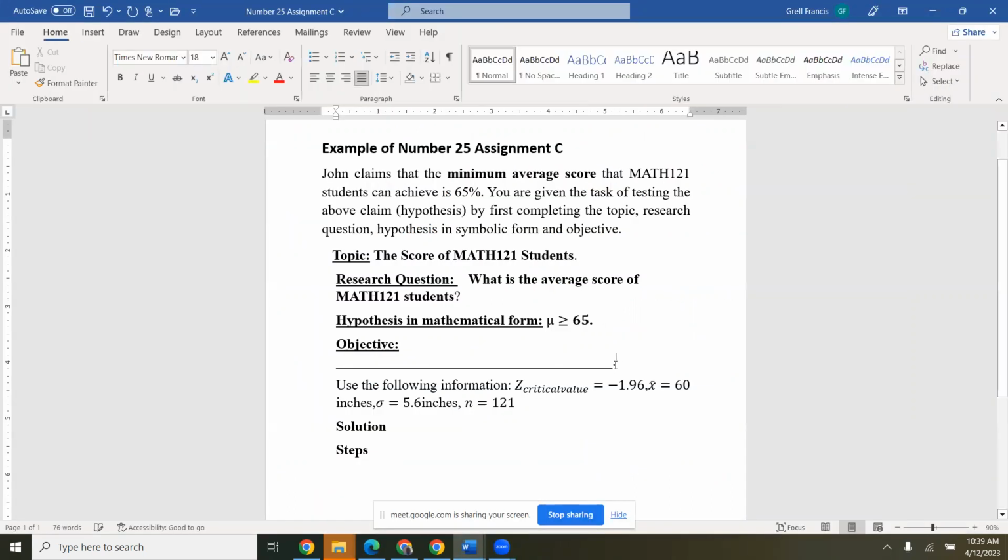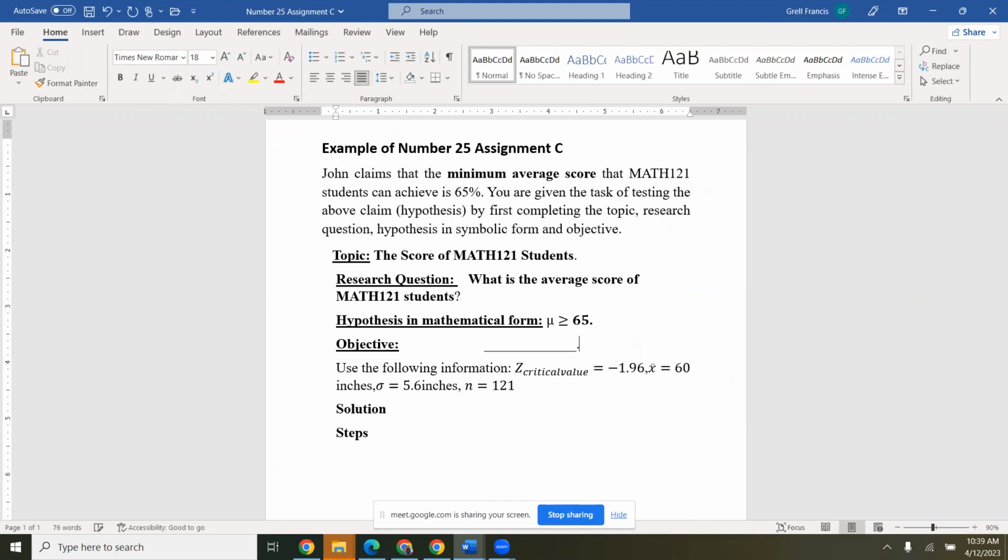Well, let's do the objective first. So what are we going to do? We're going to determine the average score of Math 1-to-1 students.